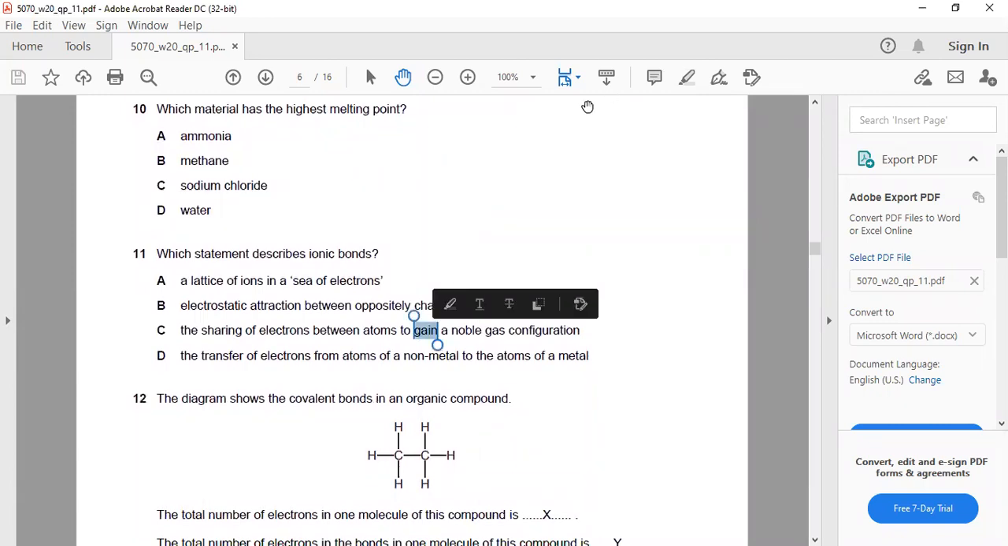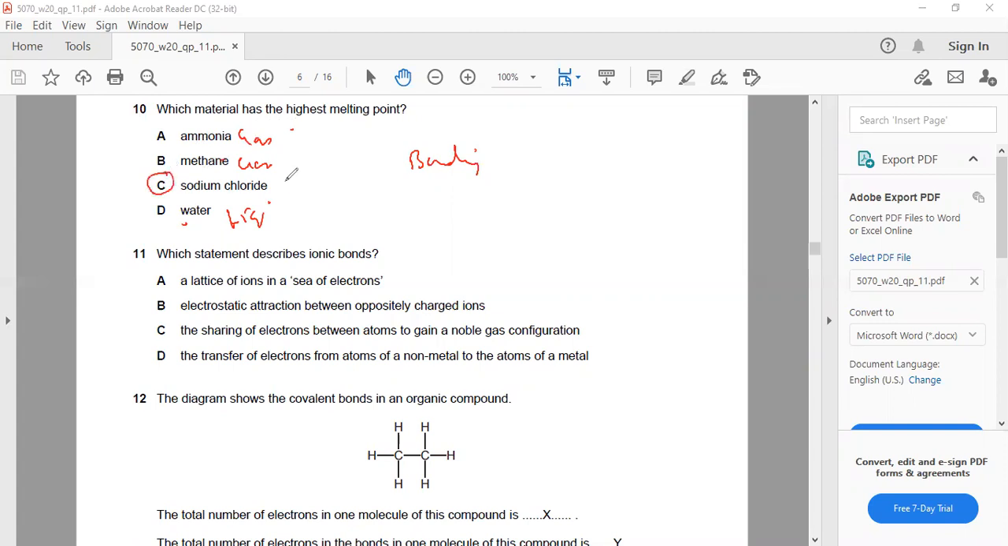Which material has the highest melting point? It's about bonding. One is a gas, one is liquid. Covalent bond, covalent. C is giant ionic bond. Strong electrostatic force of attraction. Ionic solid. Okay, nice. It's very simple.